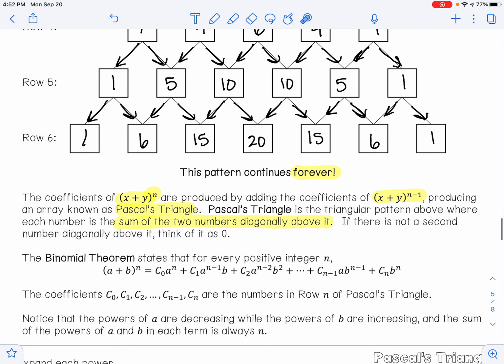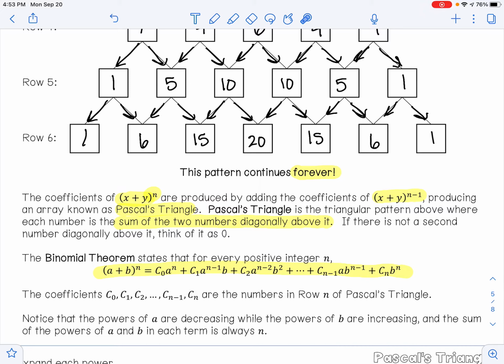The binomial theorem states that for every positive integer n, you could memorize this rule and you could apply it. The c's and the subsets of c's, so c sub 0, c sub 1, c sub 2, and so on, represent the coefficients of the binomial. And a represents the 1st term in the binomial, so if we're looking at this, it would be x. And b represents the 2nd term in the binomial, so in this case, that would be y.